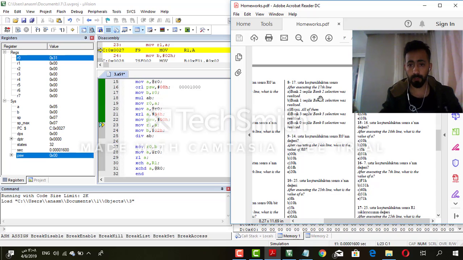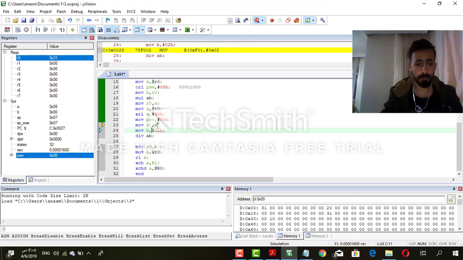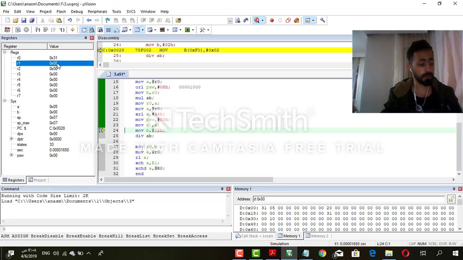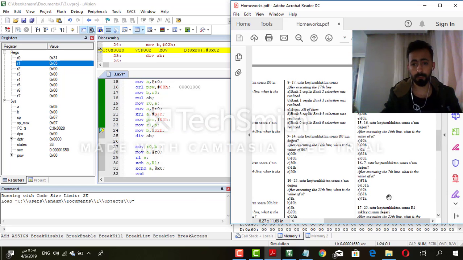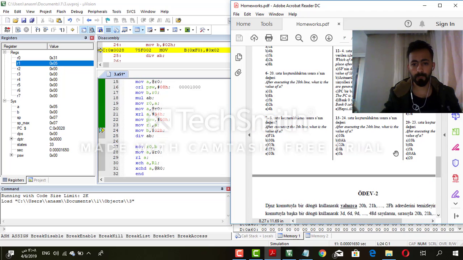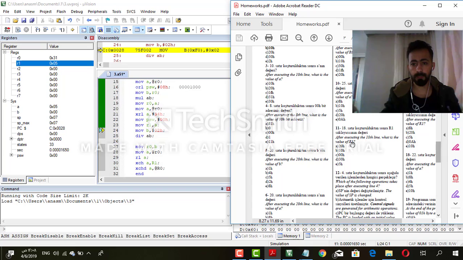Okay. The next step, we will move the value of a to array 1 at bank 0. So the value of array 1 will be a, 05 hex, as we see. Also, this is question number 11. Which is the value of array 1? The value of array 1 will be 5 hexadecimal.